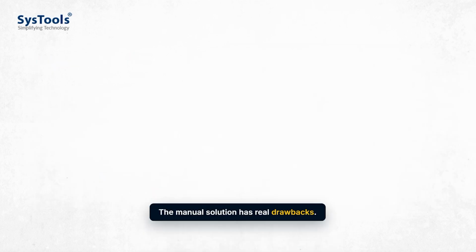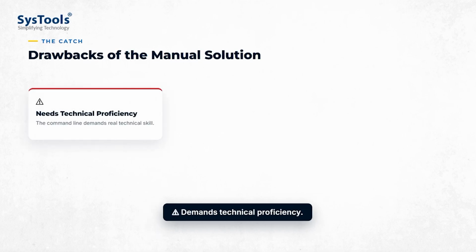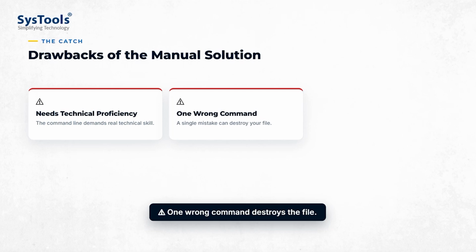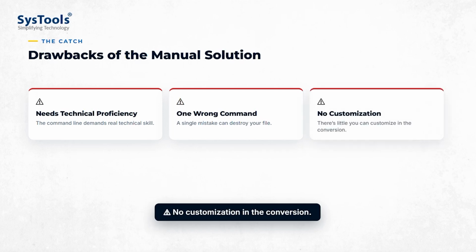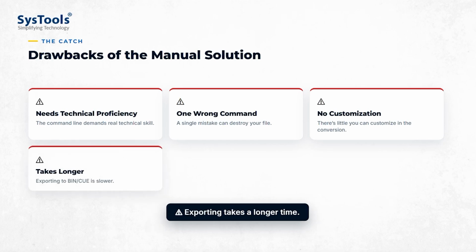But the manual solution has real drawbacks. The command line demands technical proficiency. One accidental command can destroy your file. There's not much you can customize in the conversion. Exporting to bin and Q takes a longer time. And it's not a good way to convert a lot of ISOs at once.